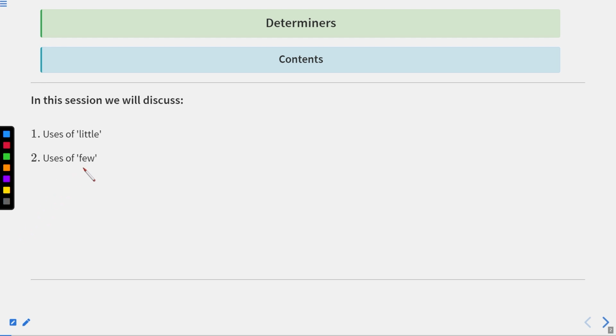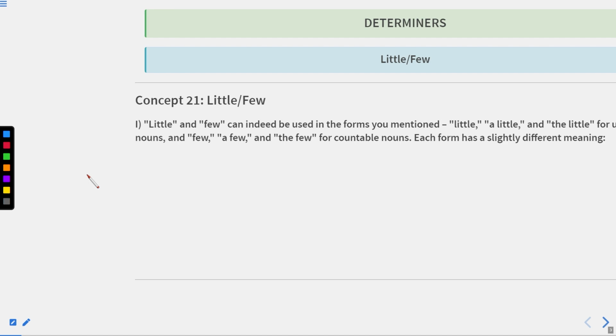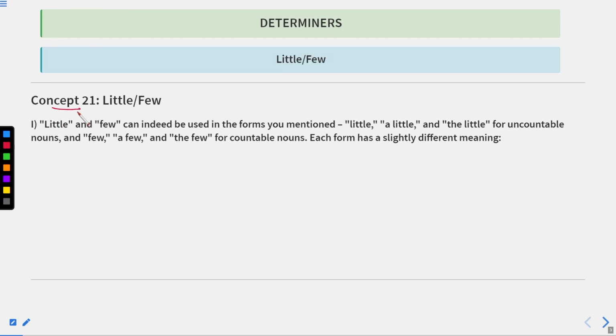After that, we'll discuss the uses of few, and that means few, a few, and the few. So entirely, we are going to cover these two determiners. Okay, so let's begin this session. So this is concept number 21 that we are going to discuss.